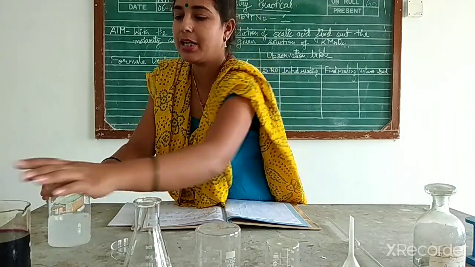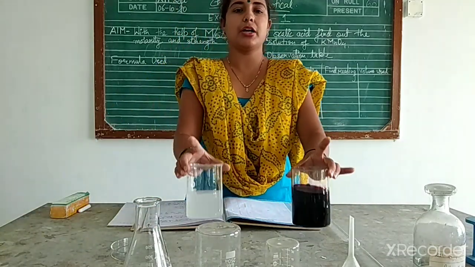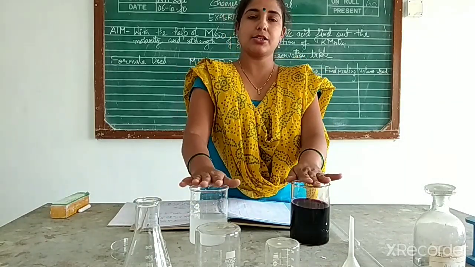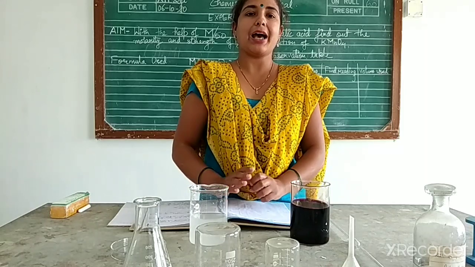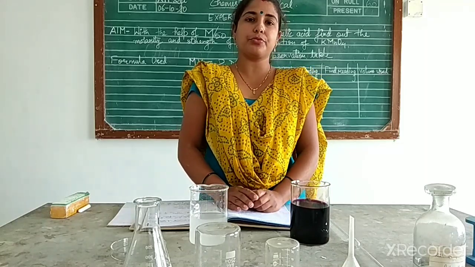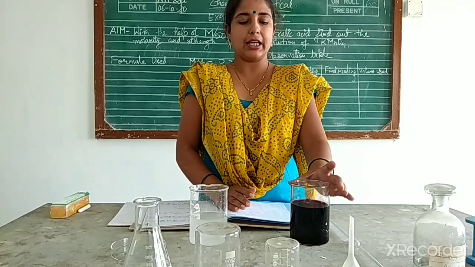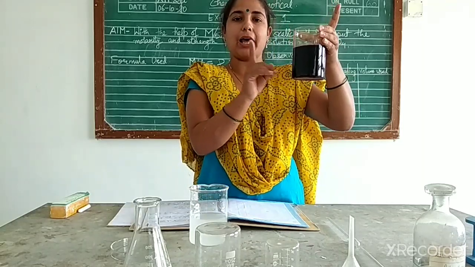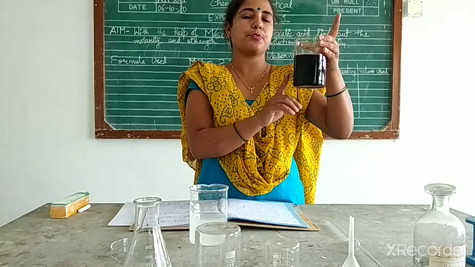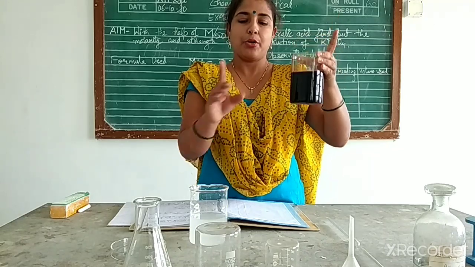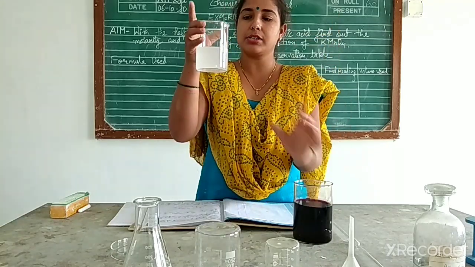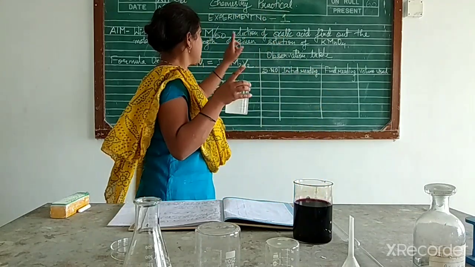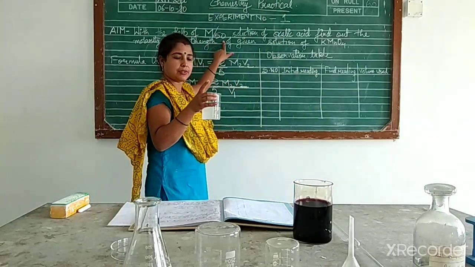For example, I have taken 2 solutions here. This is potassium permanganate and this is oxalic acid. In titration, we have to find out the molarity and strength of an unknown solution. The unknown solution in this case is potassium permanganate, with the help of a known solution. Here the molarity of the known solution is N/50.